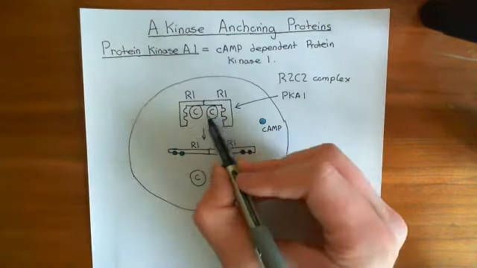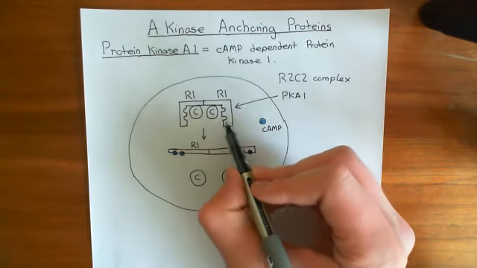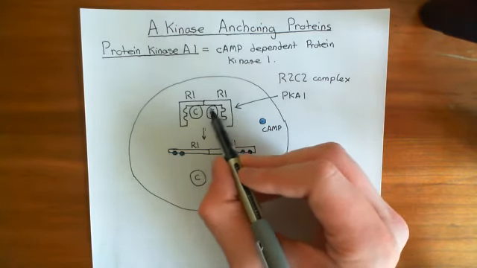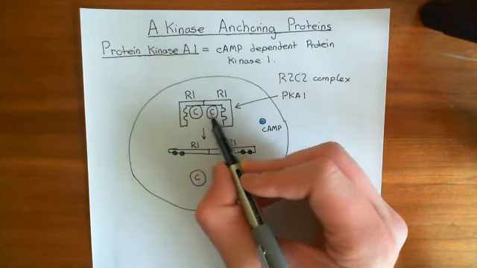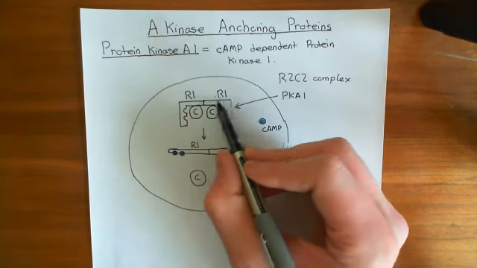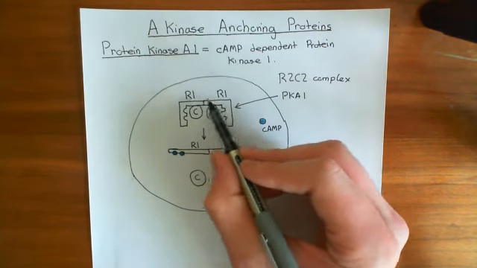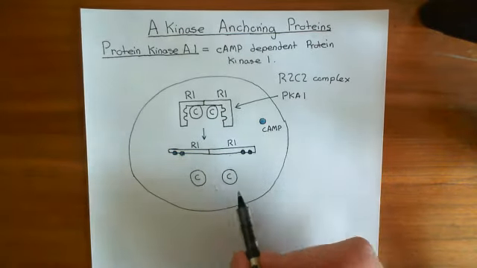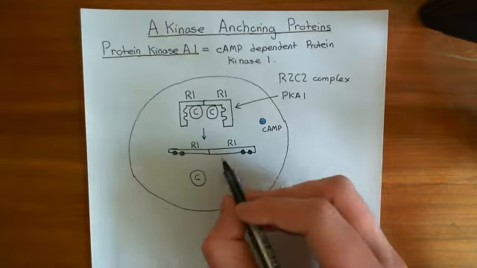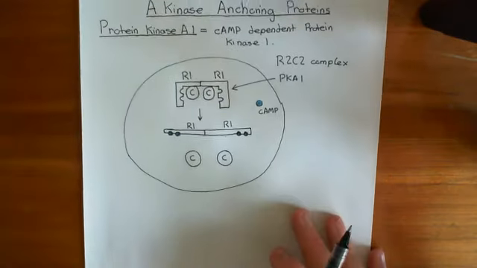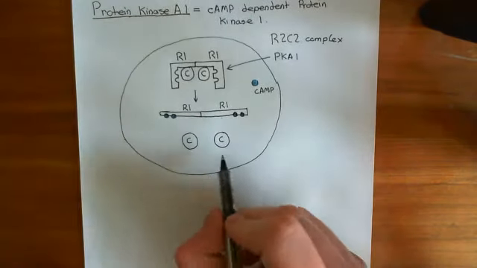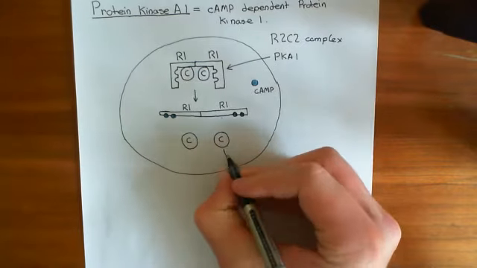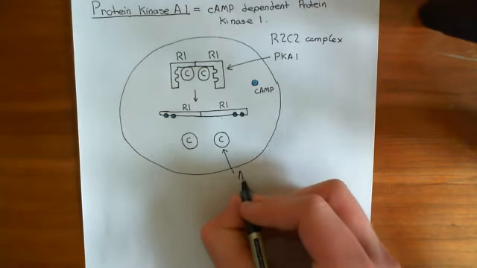Now, when the catalytic subunits were bound to the regulatory subunits, they were inactive. So these weren't catalyzing any phosphorylation reactions at all when they were bound to the inactive regulatory subunit. When the regulatory subunits bind to cyclic AMP, they dissociate from the catalytic subunits. So the 2 catalytic subunits are now free in the cytoplasm, and they are now active. So these are active catalytic subunits.